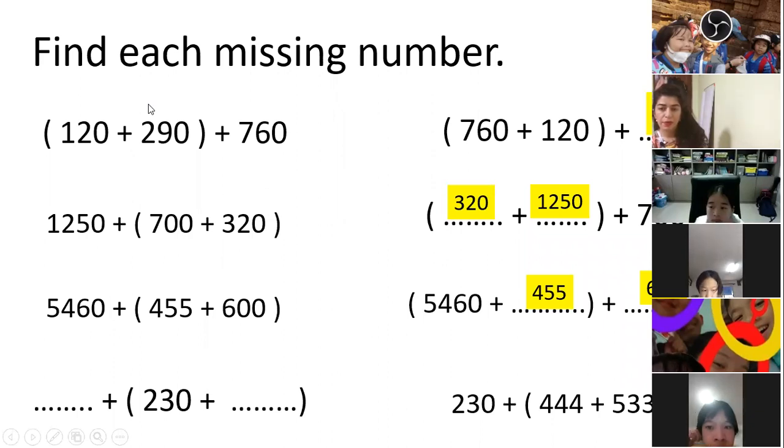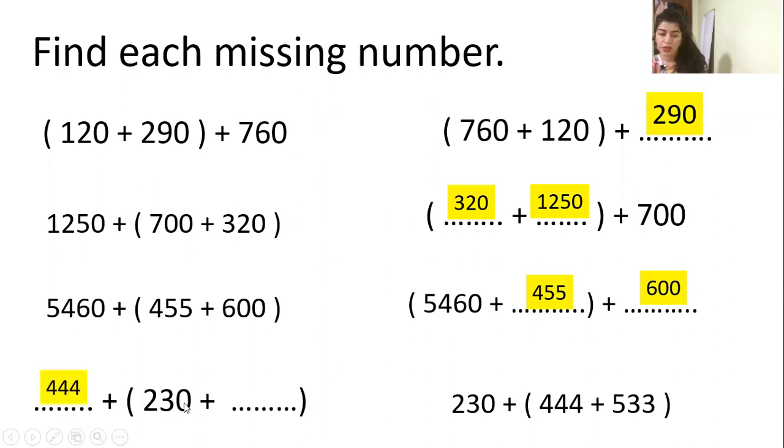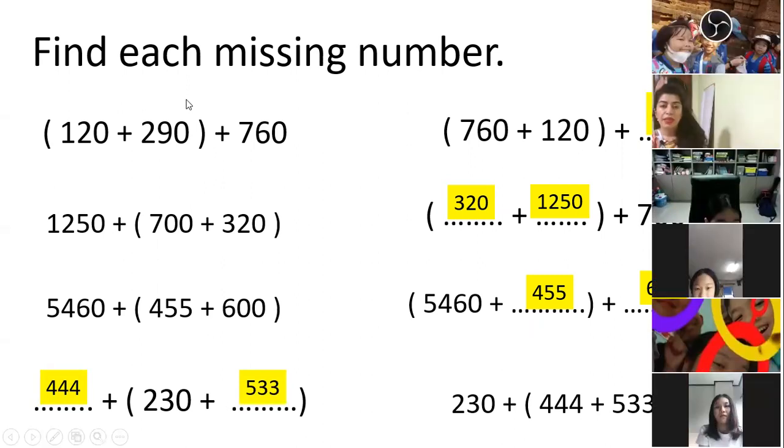And please, Grape, come on. Hello. And answer the next one. Yes, answer, please. 444 plus 230 plus 533. Very good. So, for example, 444 plus 230 plus 533. So, when you make some examples like this, there is no difference.